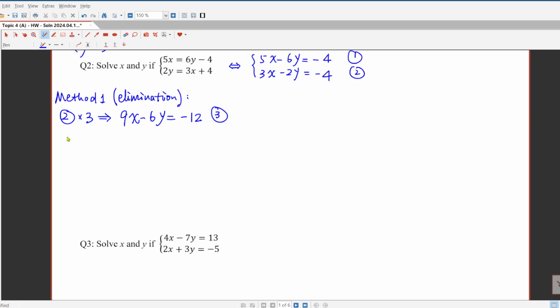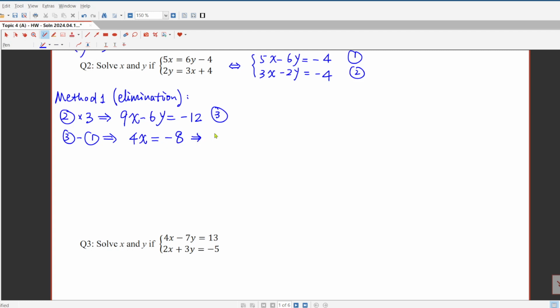And then you can use equation number 3 minus equation number 1. Then on the left side, -6y cancels with each other, right? And 9x minus 5x gives us 4x equals, the right side is -12 minus -4, which is -8.